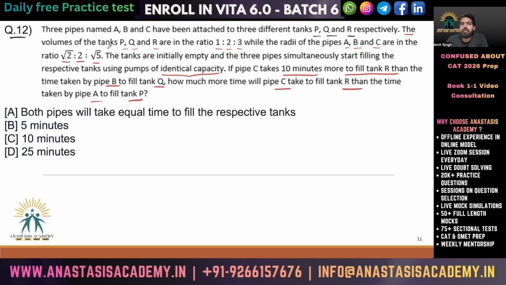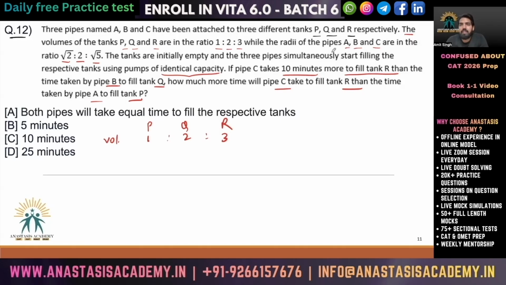The volumes of tanks P, Q, R are in the ratio, so P, Q, R, these are volumes. These are the tanks, right? Volumes of these tanks are in the ratio 1:2:3. Correct.